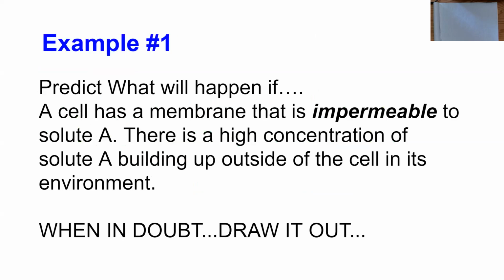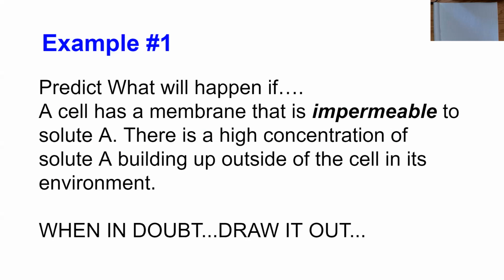So we're going to get started with a sample question here. The sample question is, predict what will happen if a cell has a membrane that is impermeable to solute A. That's a really important word. We're going to stop there. I want you to make sure you underscore this, that you understand what that means. If something is impermeable to something else, it means that that particular solute, in this case solute A, is not able to pass through the cell membrane. And that's true in both directions.